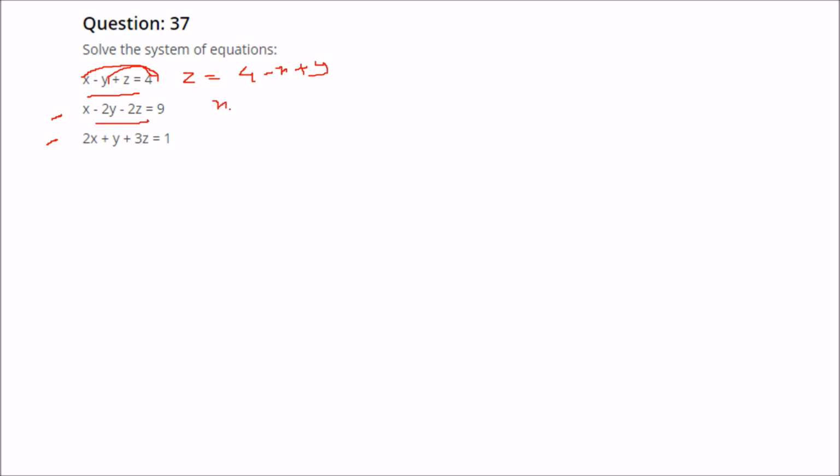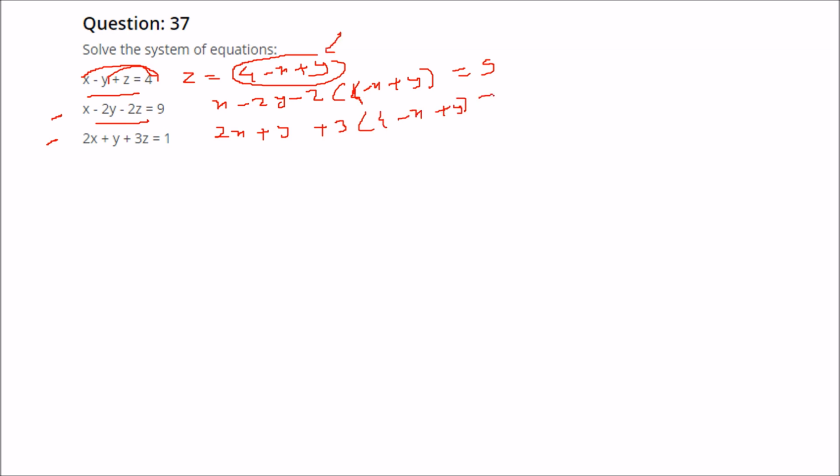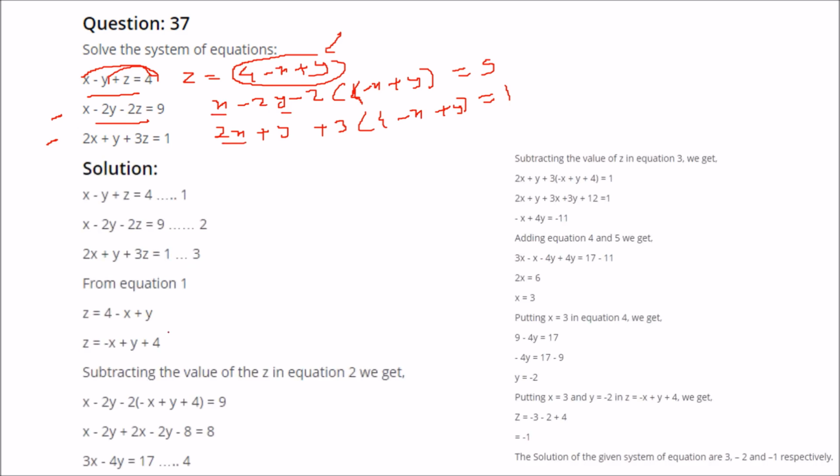Here I will put z, that is x minus 2y minus 2. Now in place of z, I will place 4 minus x plus y. So 4 minus x plus y equal to 9. Here we will do 2x plus y plus 3. Now what is z? 4 minus x plus y equal to 1. Now here you have only x and y. So we will have an equation in the form of x and y. So exactly what we have done, we have taken z in the form of x and y and substituted it here, solved. So you get 3x minus 4y equal to 17.